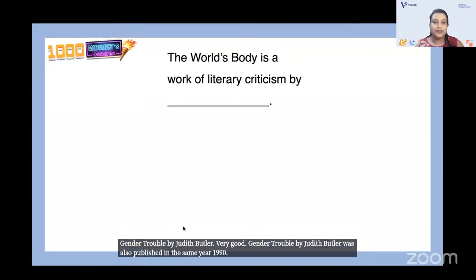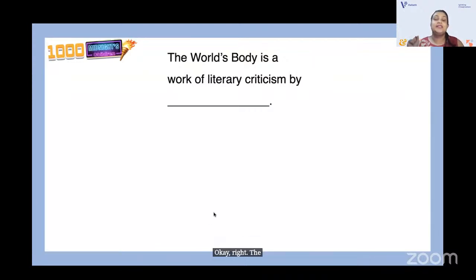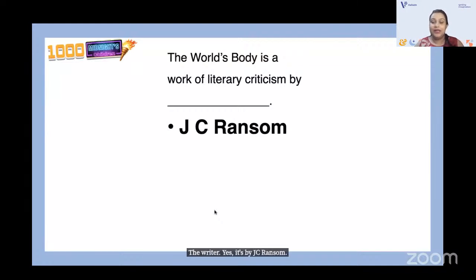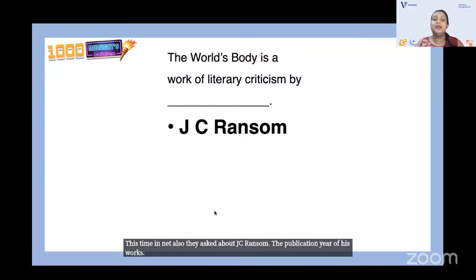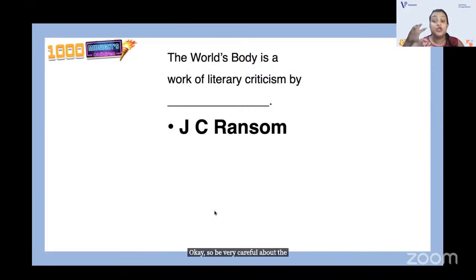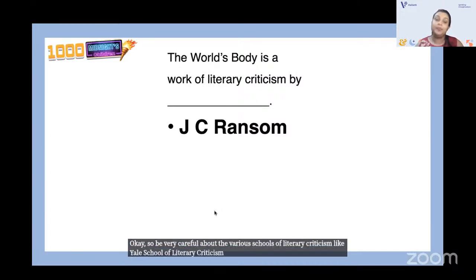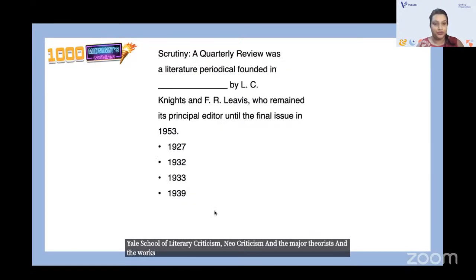Okay? Right. The World's Body is a work of literary criticism by, he belonged to neo-criticism, the writer. Yes, it's by J.C. Ransom. This time in NET also, they asked about J.C. Ransom, the publication year of his works. Okay, so be very careful about the various schools of literary criticism, like Yale School of Literary Criticism, neo-criticism, and the major theorists and the works that these schools produced.